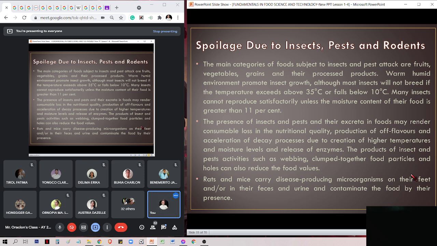Contamination, guys, this is what we are talking about: biological contamination. When we're talking about biological contamination, these are contaminations resulting in food deterioration or lessening of the food value because the food is invaded or affected by insects, pests, and rodents, especially rats and mice. These are the common ones.